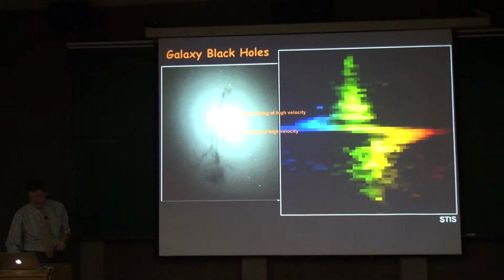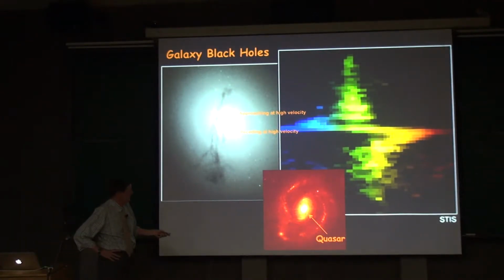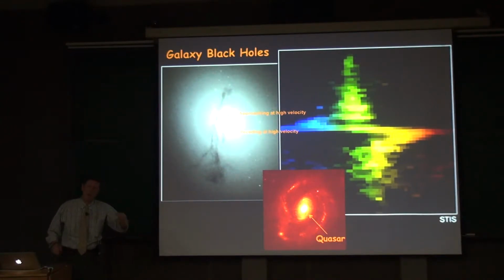And it is believed that that is what quasars are. Essentially, it is material falling into supermassive black holes in the centers of galaxies that is heated up before it gets to the event horizon, and that is what we think quasars are.